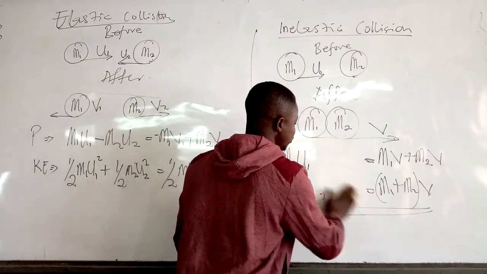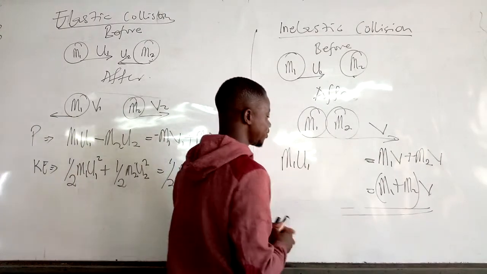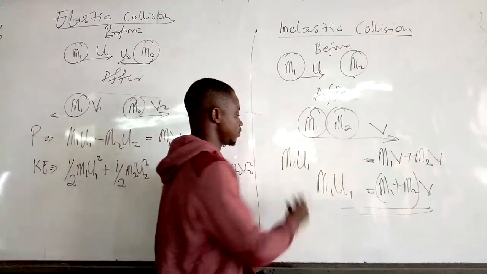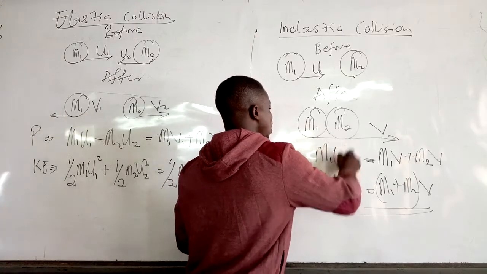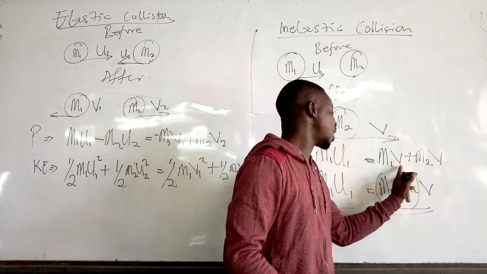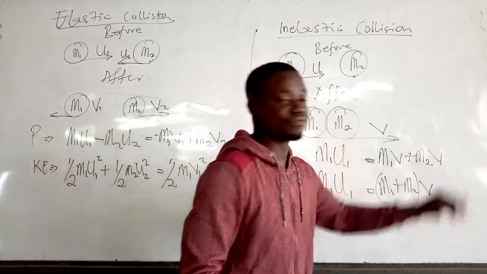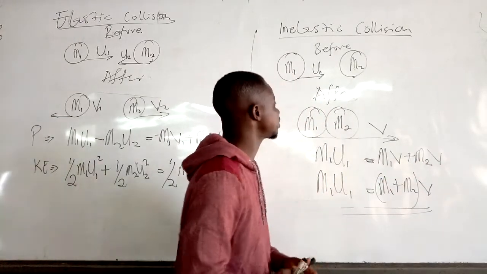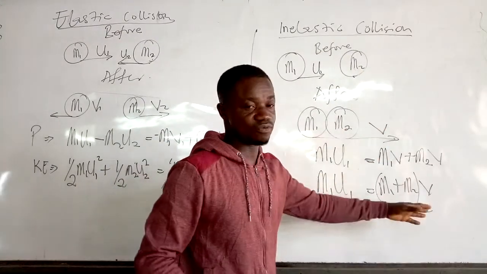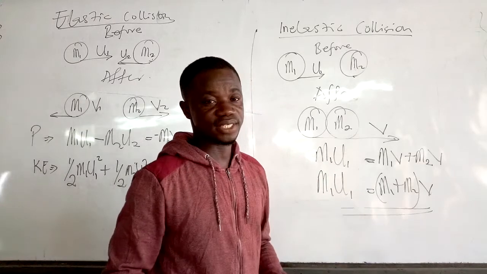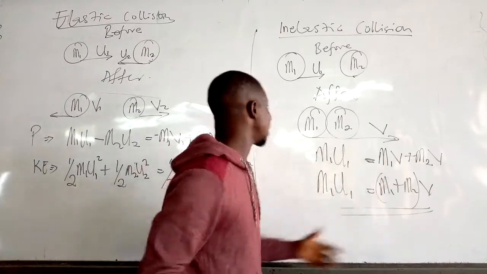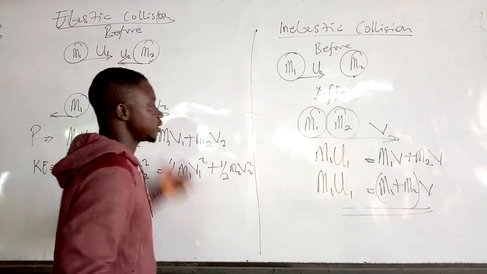So the formula will become something like this. And it is written as M1 U1 is equal to M1 V plus M2 V. I hope you get the principle. So in a situation whereby one of the bodies is stationary and the other one is moving, then what we do is that the one that is stationary, its momentum is 0. So the formula becomes like this. The same thing can also be applied to this one. I hope that is clear.